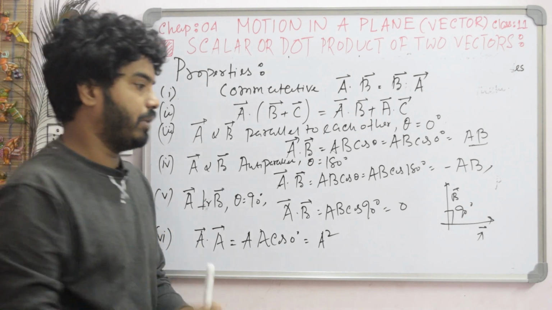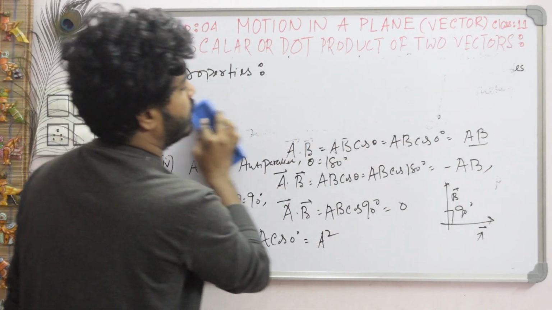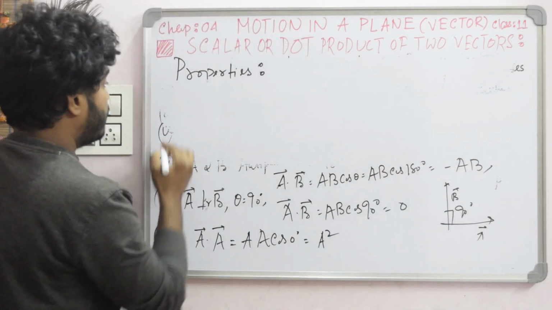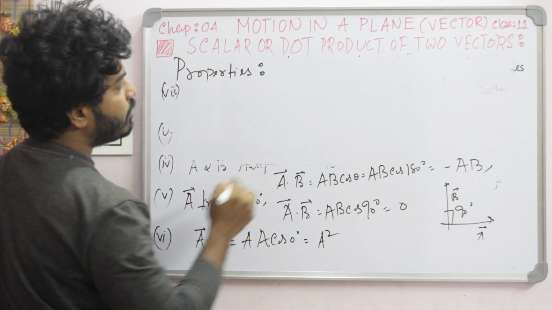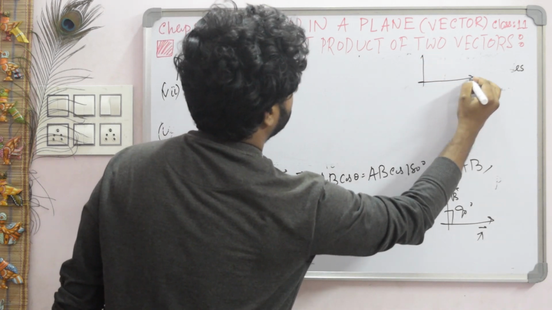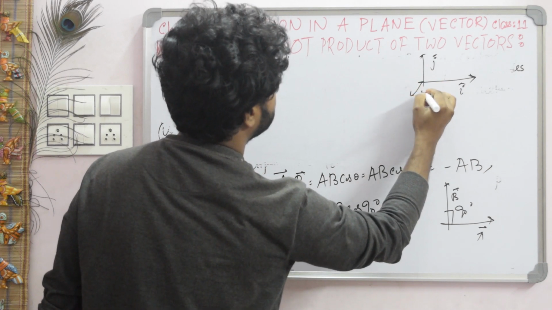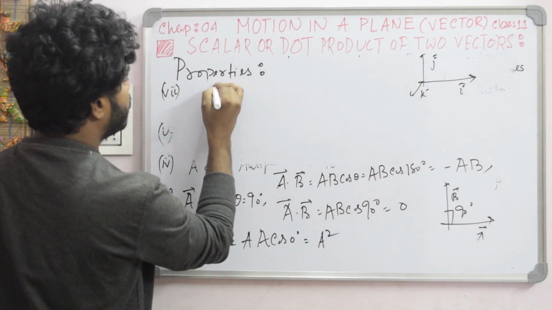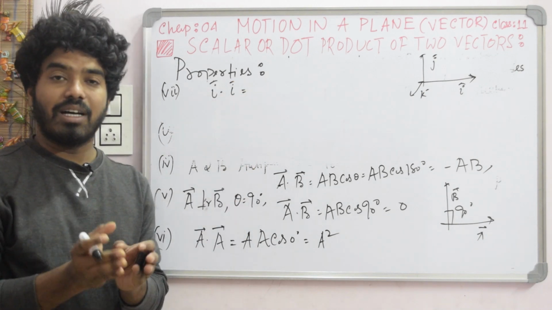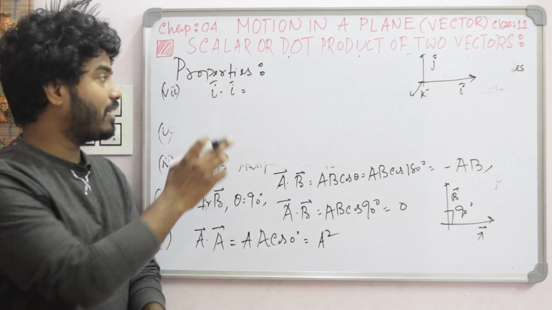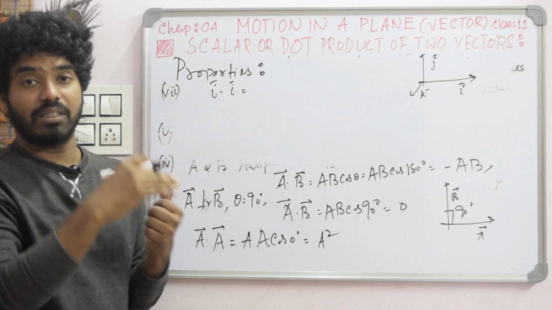Now, write down another one. That is property 7. You know the orthogonal triad of unit vectors? Along the x axis, represented by i cap, along the y axis j cap, and along the z axis represented by k cap. Now, i cap dot i cap, what will be the value? That means the dot product or scalar product of similar unit vectors. This is i dot i, that is similar.